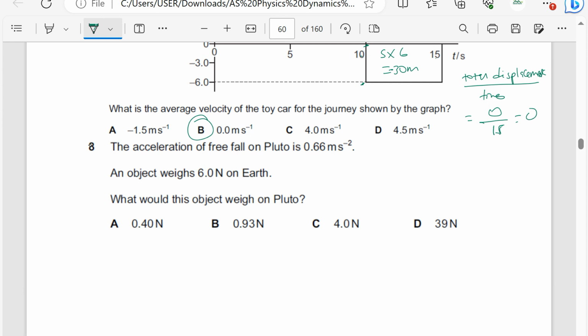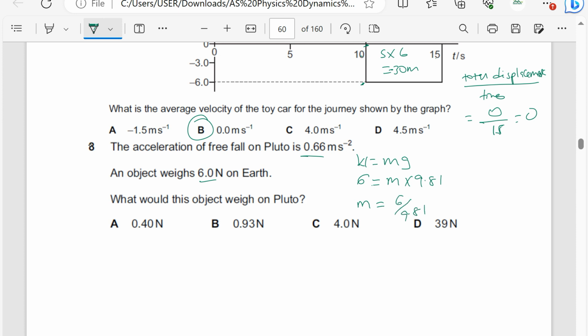The acceleration of free fall on Pluto is 0.66 meters per second squared. An object weighs 6 newtons on Earth. What would the object weigh on Pluto? So we just need the mass. The weight equals m times g. On Earth, 6 is equal to the mass times g, which is 9.81. So it means the mass is going to be equal to 6 divided by 9.81.